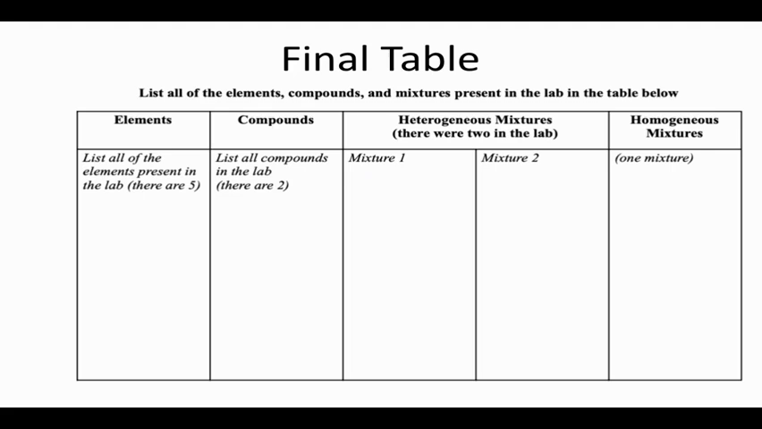Your finale in today's lab is to complete this final table. It is your job to identify all of the elements, compounds, and mixtures that were present in this lab in the table below. You started with a heterogeneous mixture of sulfur and salt, and through the means of physical separation, heating, cooling, and filtering, you were able to separate that mixture into 5 elements, 2 compounds, 2 heterogeneous mixtures, including the one you started with, and 1 homogeneous mixture.